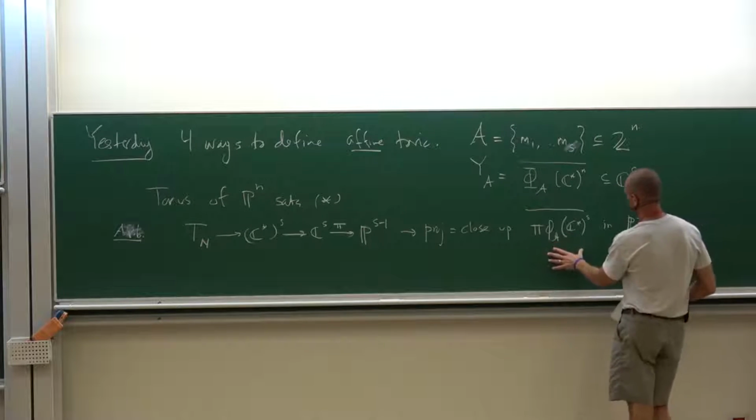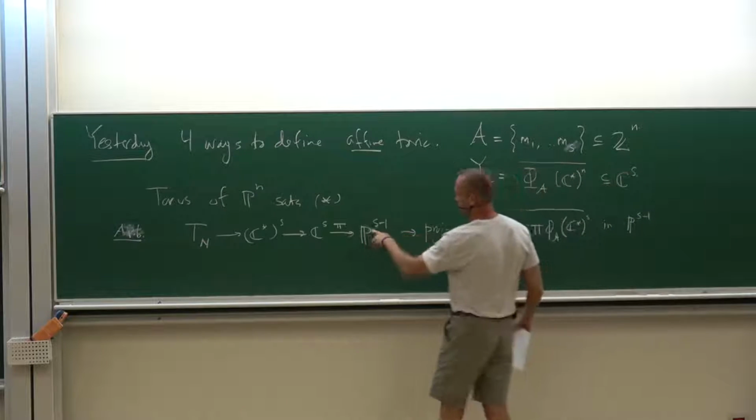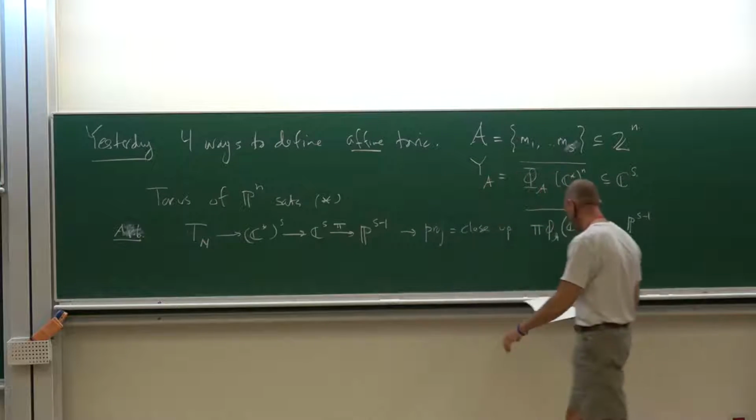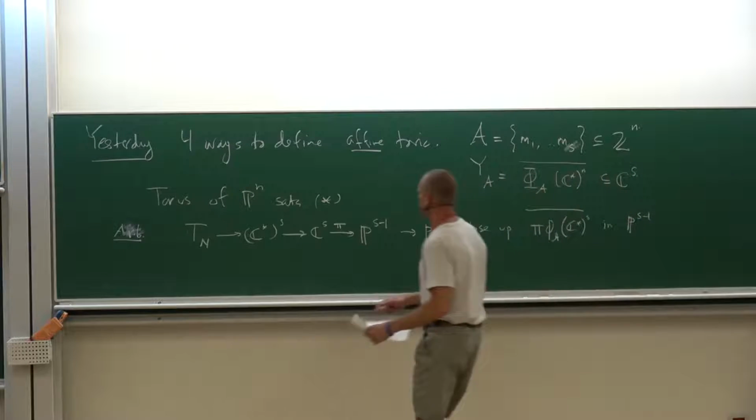So instead of closing it up in C to the S, we close it up in P^(S minus 1), where I have this quotient map that I'm looking at, C^S minus 0 quotient. So that's the way we're going to define it.